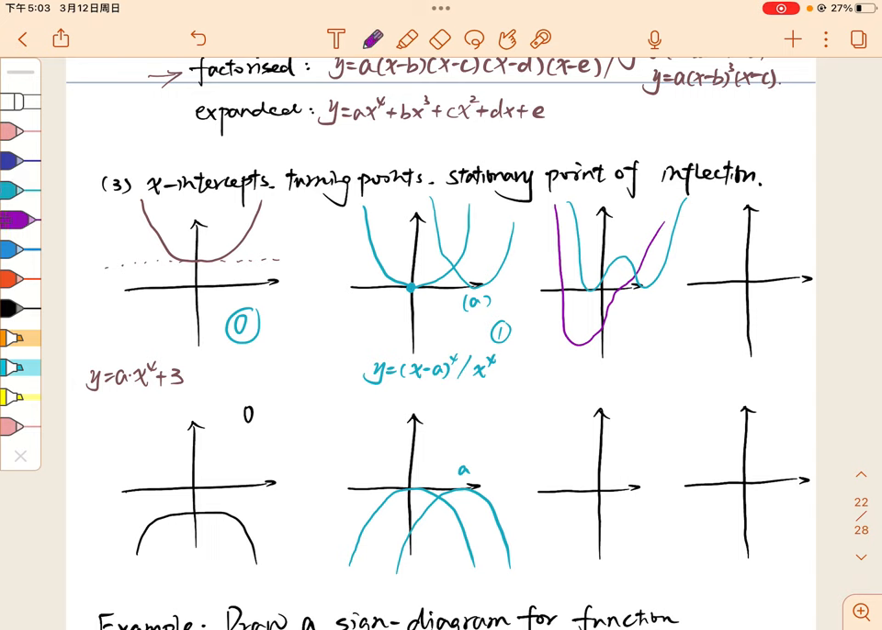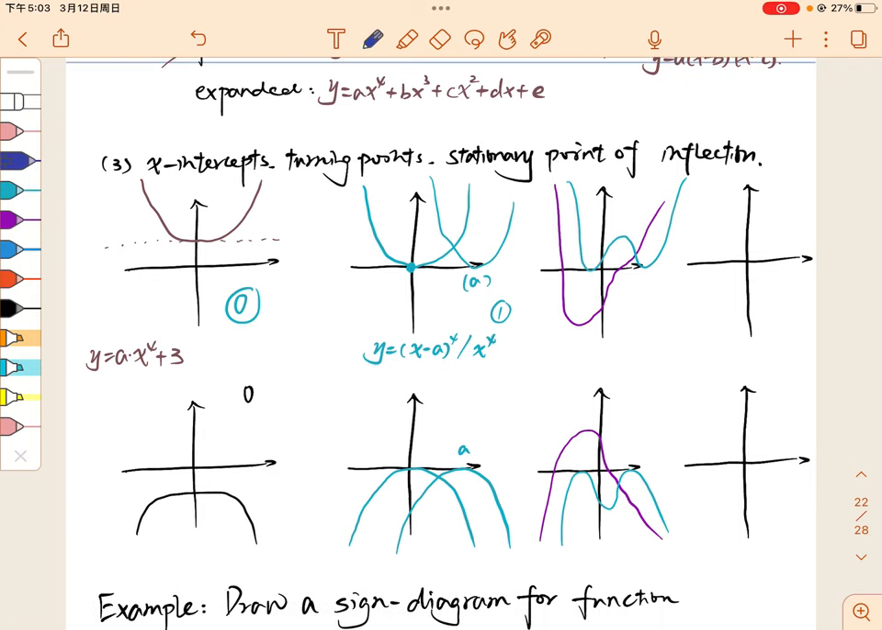If it's a negative, you might have something like this. Oh, it's really bad. Okay, so you have this, and then there's a point of inflection. Or it could be this. Okay, so for two x-axis intercepts, this is where it gets a little bit complicated.